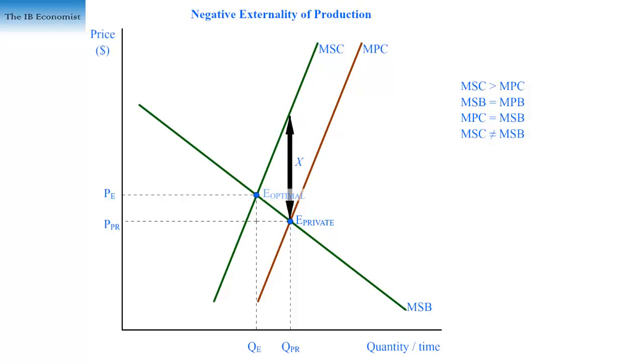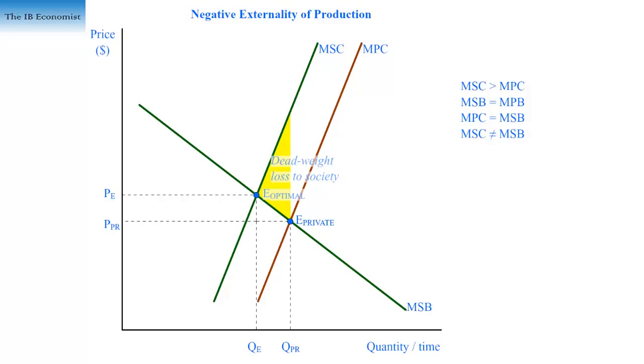Now, to illustrate this externality, we will draw a double-edged arrow starting from the private equilibrium vertically up to the marginal social cost. This distance between the marginal private cost and the marginal social cost at the quantity produced QPR represents the negative externality of production. Again, we also have a shaded triangle. The yellow triangle is called deadweight loss to society or simply loss of welfare. This is the harm done to society by overproducing this good.